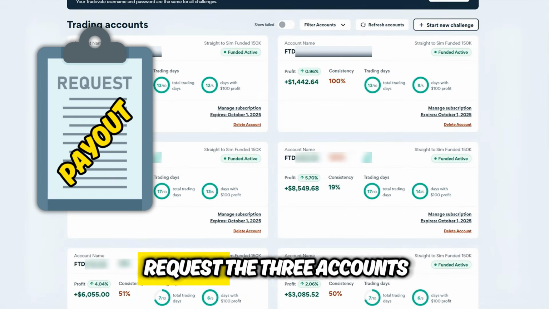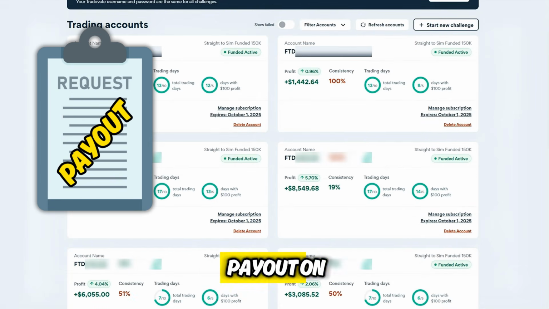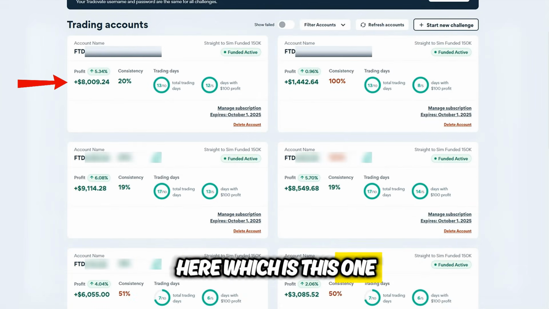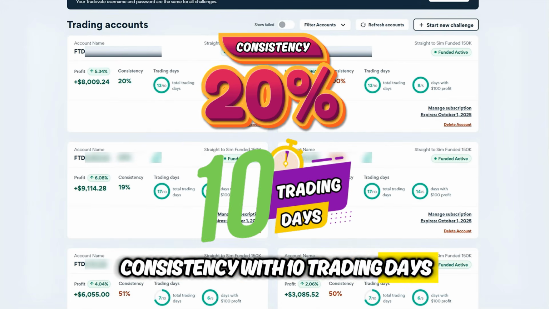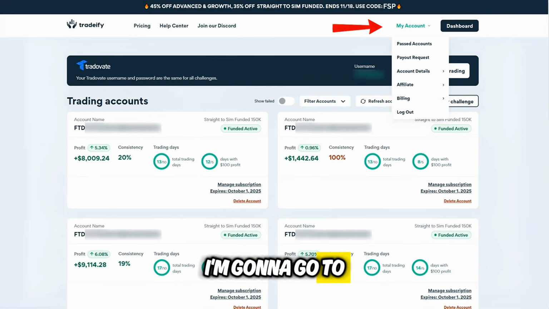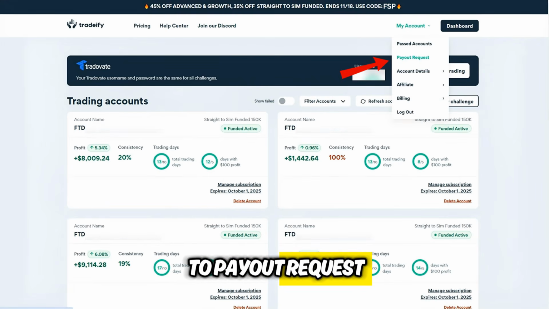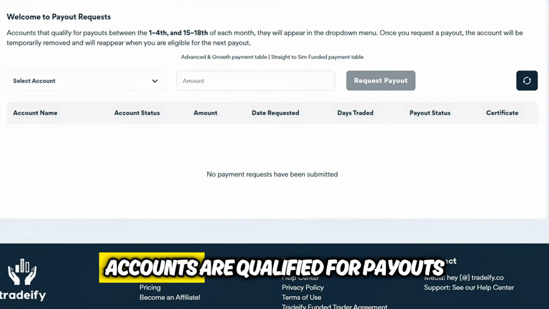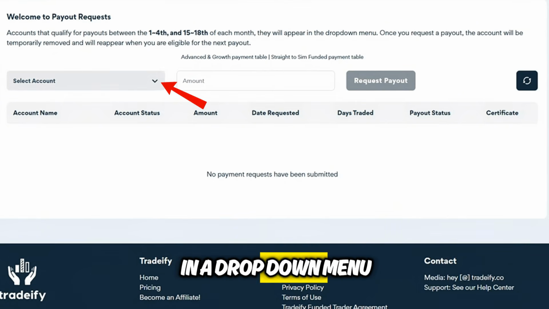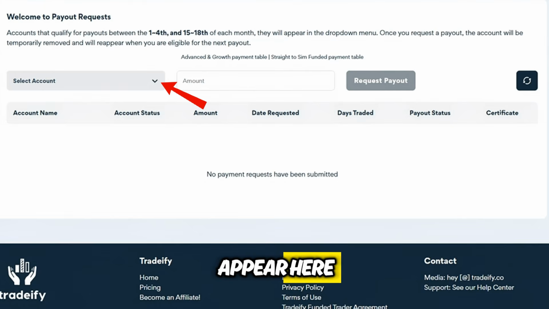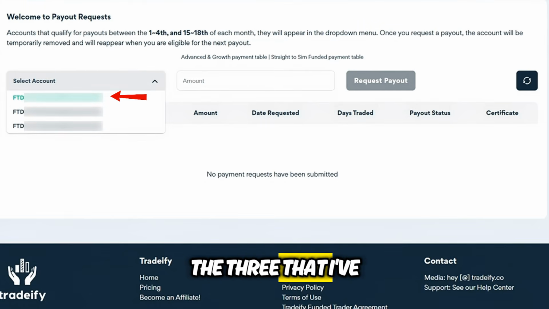So let's go and request the 3 accounts that I can request a payout on. So I'm going to go here, which is this one, and this one, all under the 20% consistency with 10 trading days and more. So here now, I'm going to go to my account and go to payout request. Welcome to payout request. Accounts that qualify for payouts between the 1st and the 4th, 15th and 18th of each month will appear in a drop-down menu. Let's see if they appear here. So we do have 3 that appear, the 3 that I've calculated already.